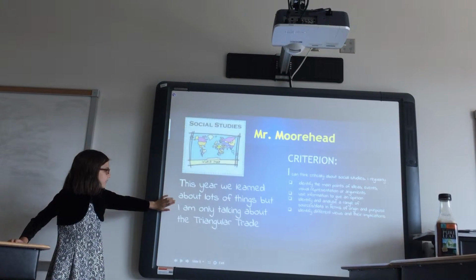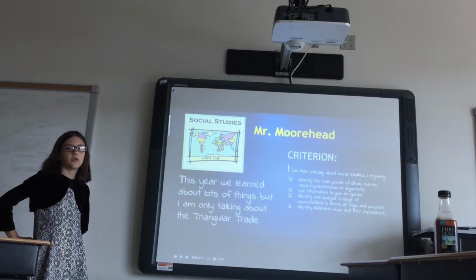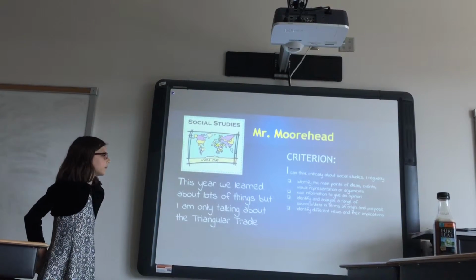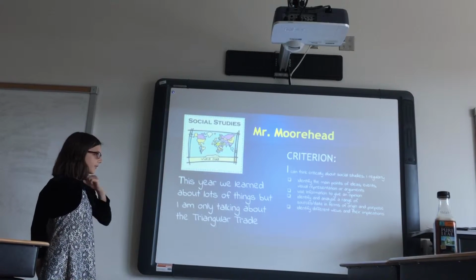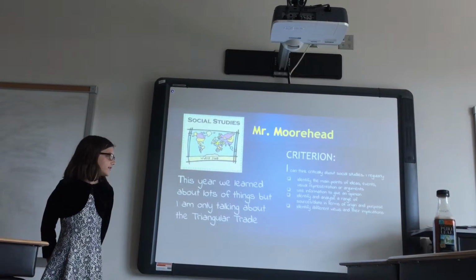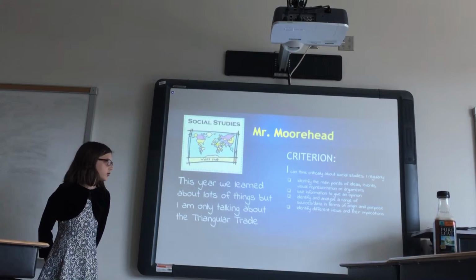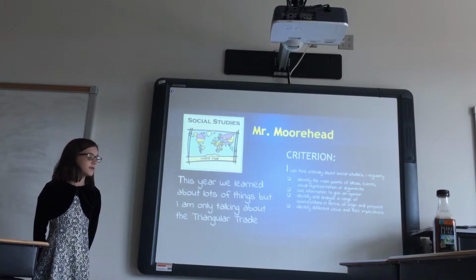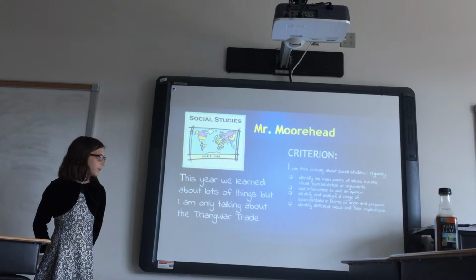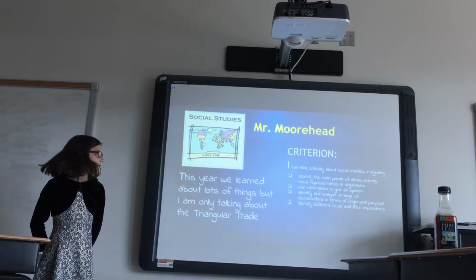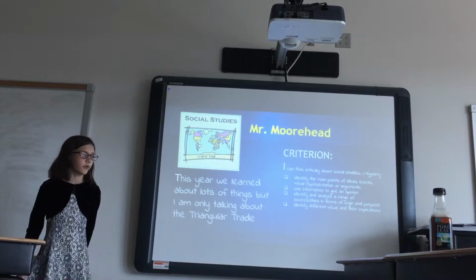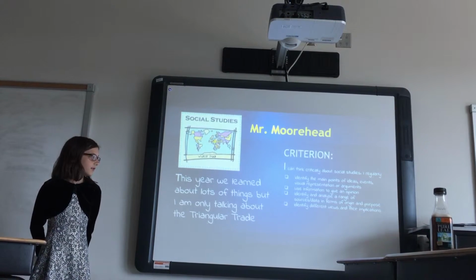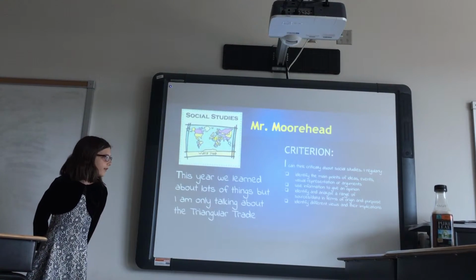This year we learned about lots of things, but I'm only talking about the triangle of trade. The criterion was I can think critically about social studies. I regularly identify the main points of ideas, events, visual representation, or arguments. Use information to give an opinion. Identify and analyze a range of sources/data in terms of origin and purpose. Identify different views and their implications.